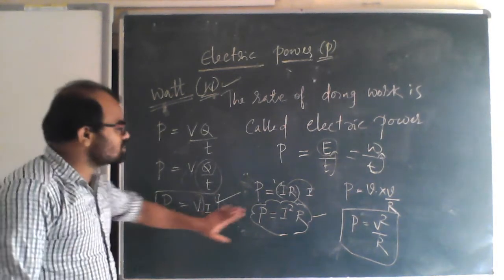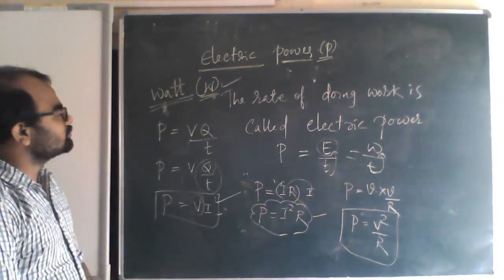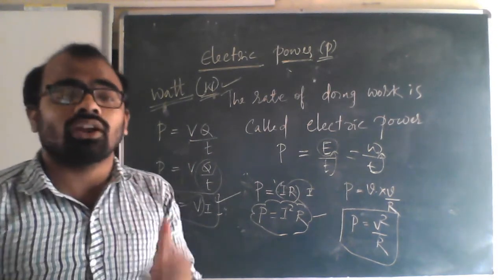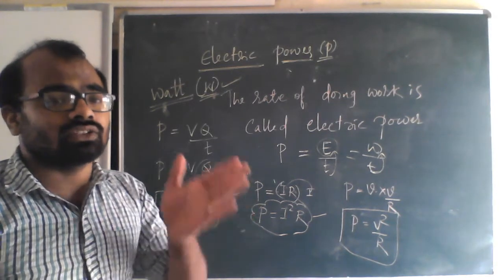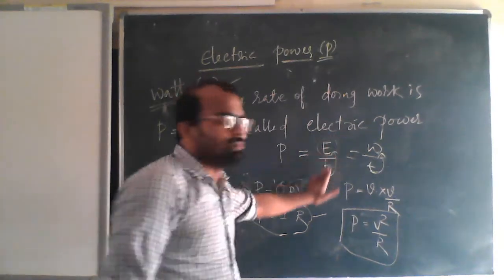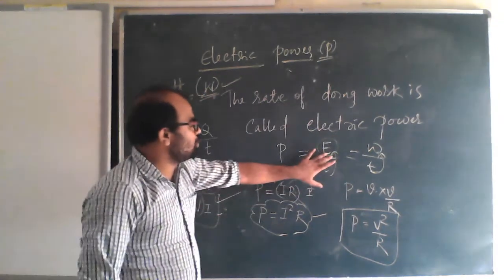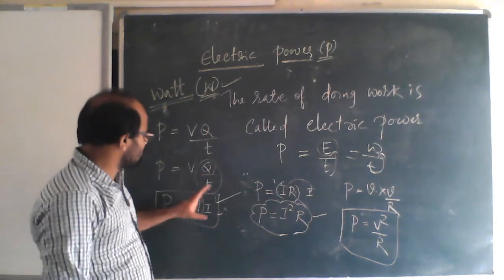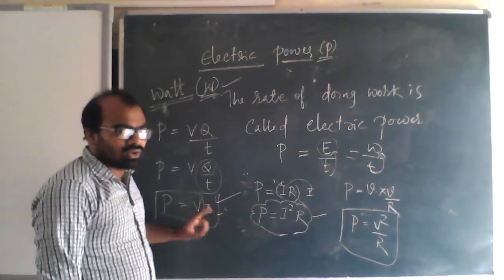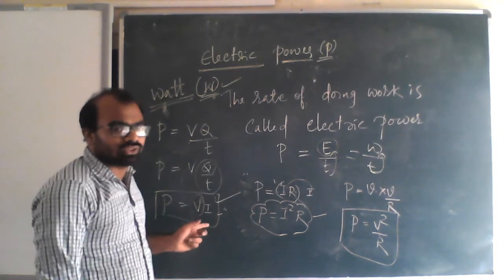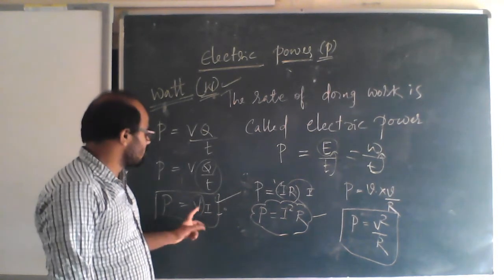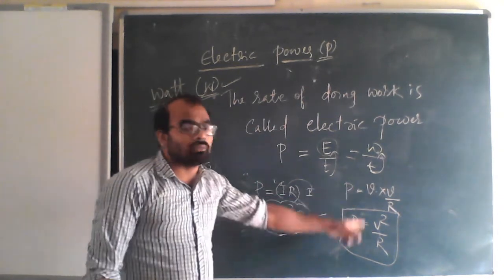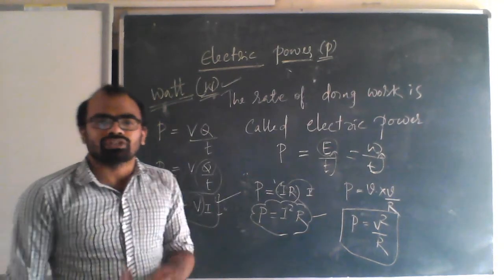Before that, I hope all this is clear with power. The rate of doing work is called electric power. If you write it on the definition basis, P equal to E by T. E is equal to VQ, so I can put VQ by T. Q by T is nothing but I. So P equal to VI. In place of V, I can put IR by Ohm's law, so I square R. In place of I, I can put V by R, so V square by R.